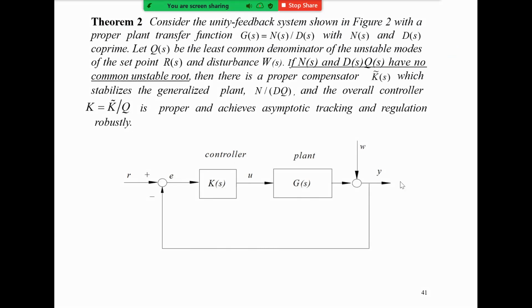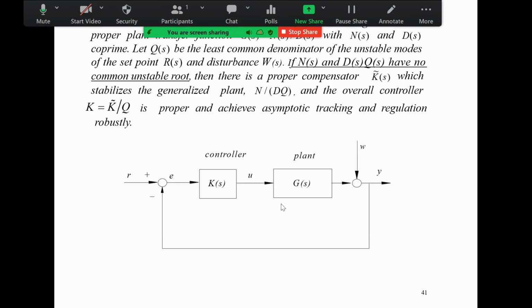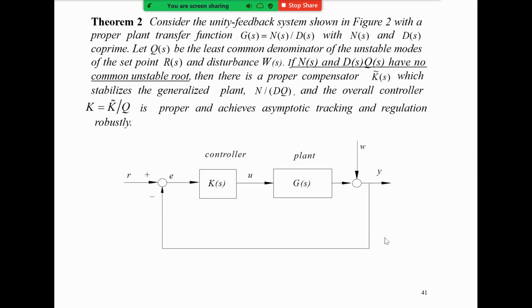Here there is a condition. Of course, for the plant itself, N and D have no common factor, they are coprime. Then we say Q is the least common denominator of the unstable modes of the set point R and the disturbance W. We need to determine that. And if N and D times Q have no common unstable root, then there is a proper compensator K tilde, which can stabilize the generalized plant.